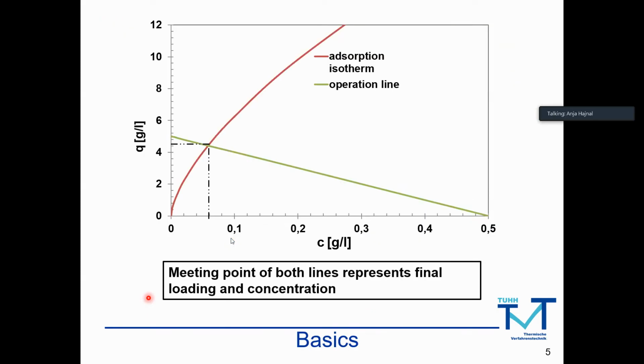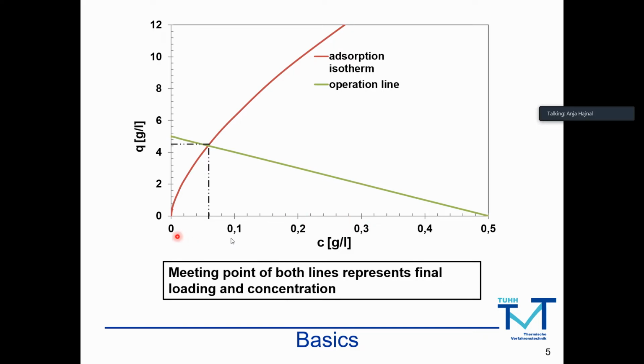In practice, this is how it looks. I'm sorry, this is a mistake. This should be not grams per liter, but per mass of adsorbent. I will correct this when I publish this presentation for you, but just so you know, our loading is always given as a mass per mass, and the concentration is normally given as a mass per volume of the solution.